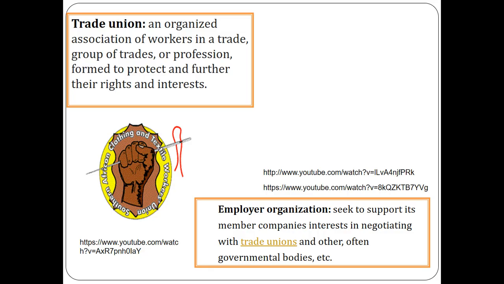So a trade union is an association of workers. It's a group that is there to protect the rights and interests of those workers. An employer organization seeks to support its members' companies' interests in negotiating with trade unions and other governmental bodies. So an employer organization is also an organization or group that is there to protect the rights of employers, and they will negotiate with the trade unions.